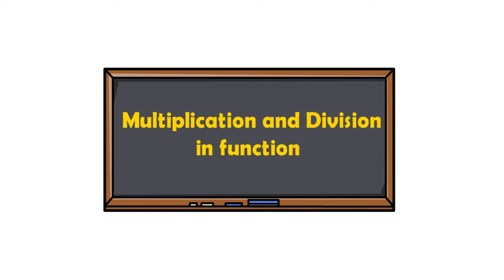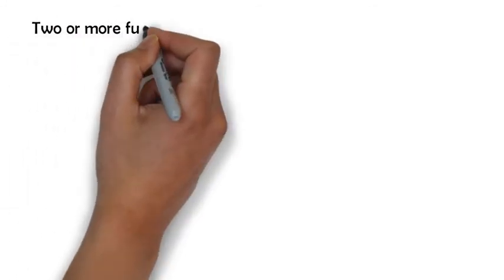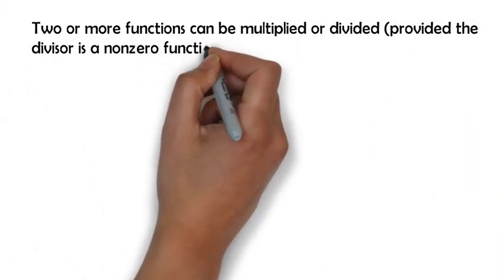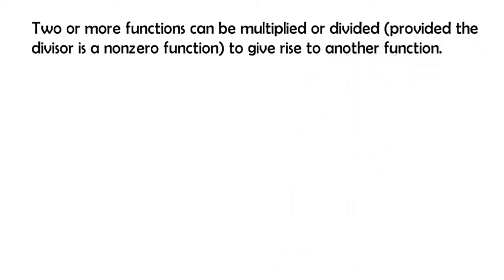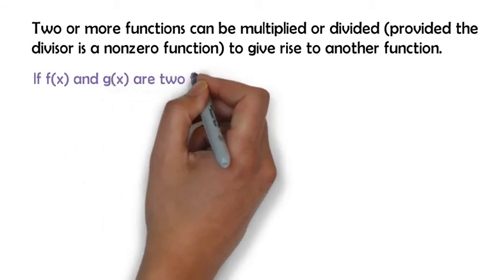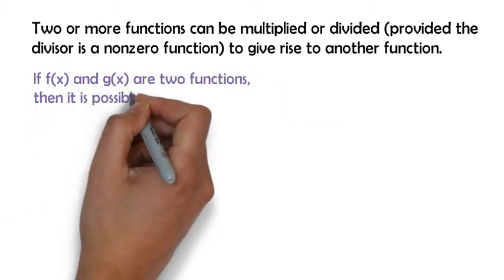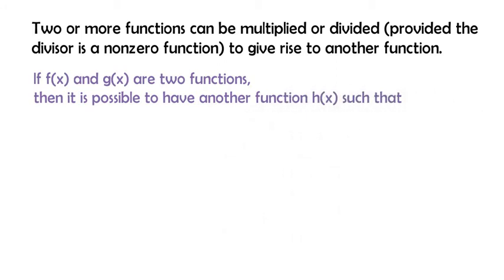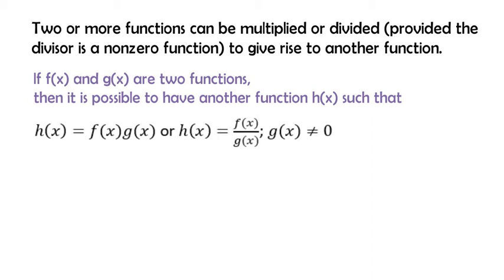Multiplication and division in functions. Two or more functions can be multiplied or divided, provided the divisor is a non-zero function, to give rise to another function. If f of x and g of x are two functions, then it is possible to have another function h of x such that h of x is equal to the product of f of x and g of x, or h of x will give us f of x divided by g of x, provided g of x is not 0.